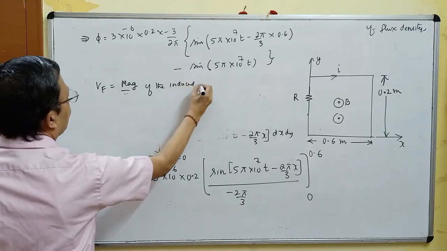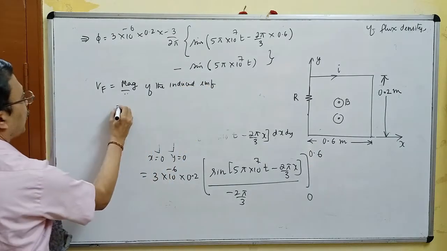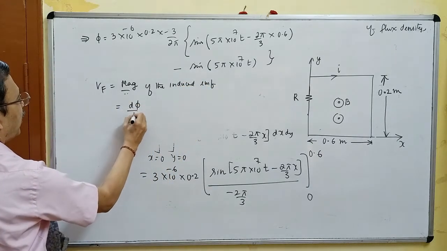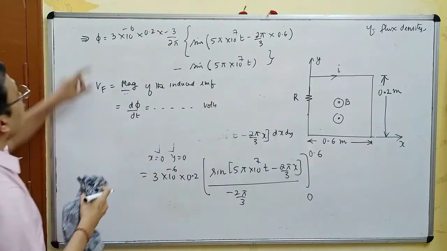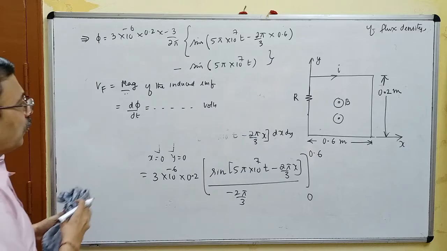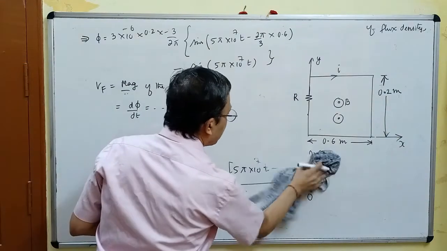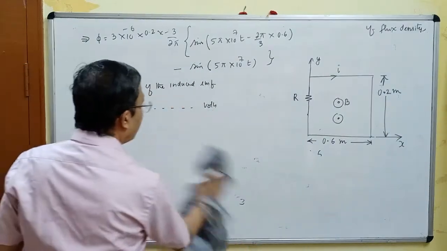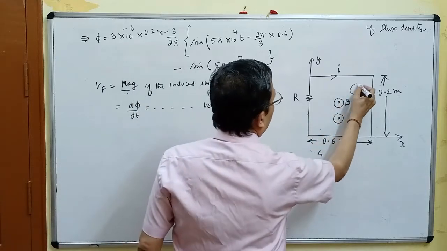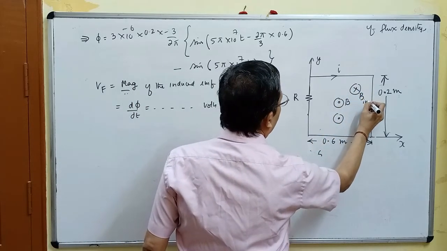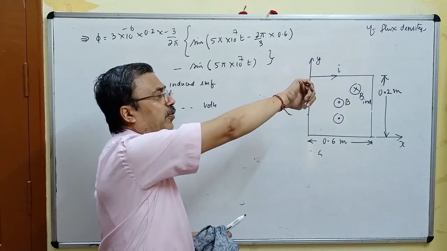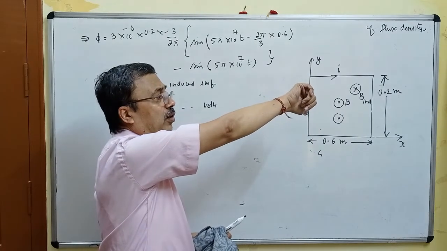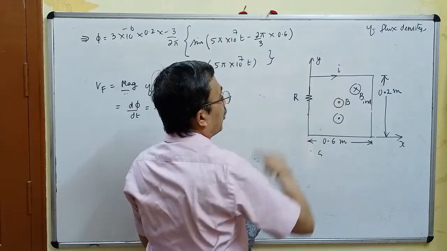What is the magnitude of the induced EMF? d phi by dt. So this expression you differentiate with respect to t. How do you mark the polarities of Vf? This is the direction of vector B. It is into the board. So my fingers are closing in which direction? Clockwise. Therefore current is flowing in clockwise direction.